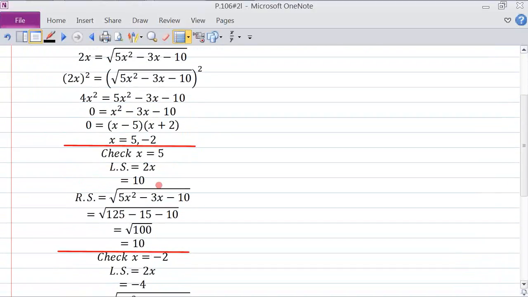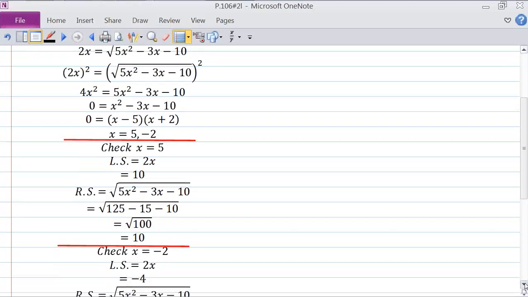If I check the value x equals 5, the left side of the equation is 2 times 5 right here, which is 10. If I substitute the 5 into this, x squared is 25. 5 times 25 is 125, minus 3x, minus 3 times 5 is minus 15, minus 10. So 125 minus 15 minus 10 comes out to 100, and this is under the square root sign, so we get 10. So the left side equals the right side when we use x equals 5.